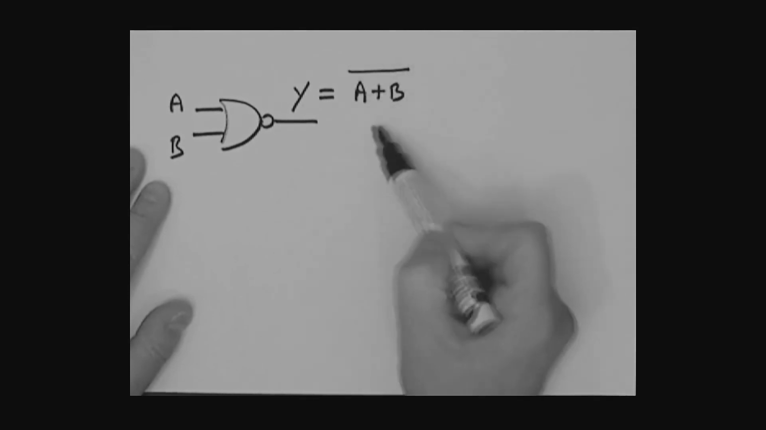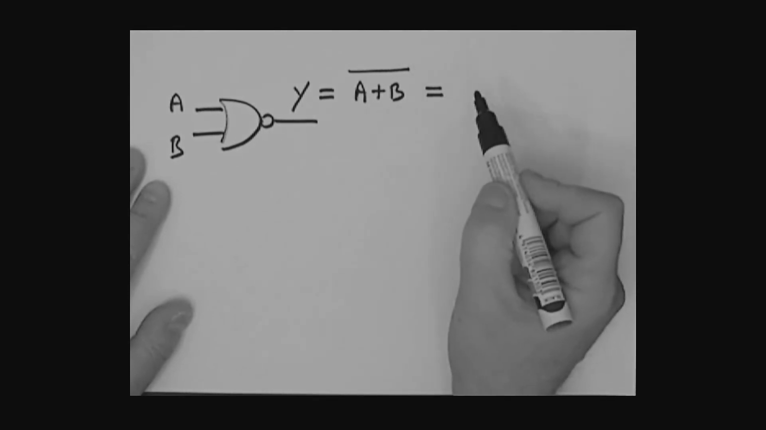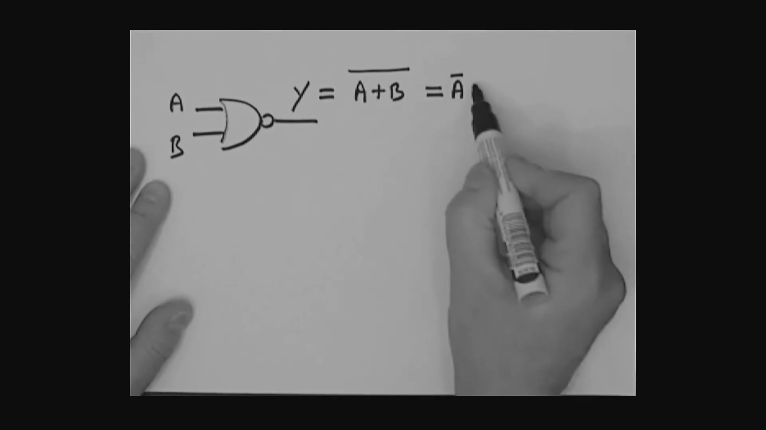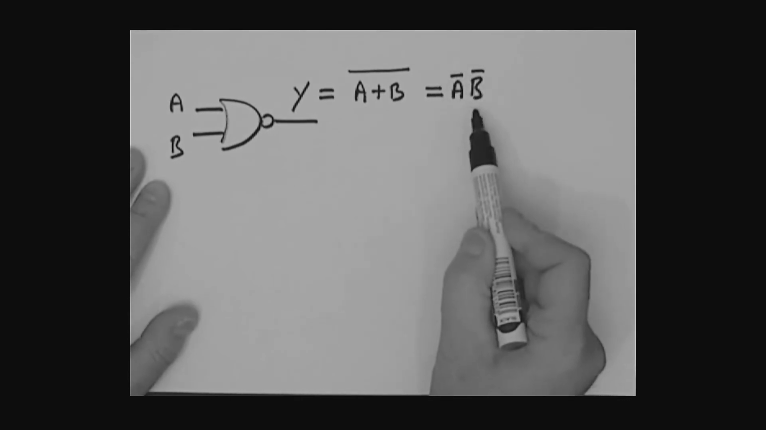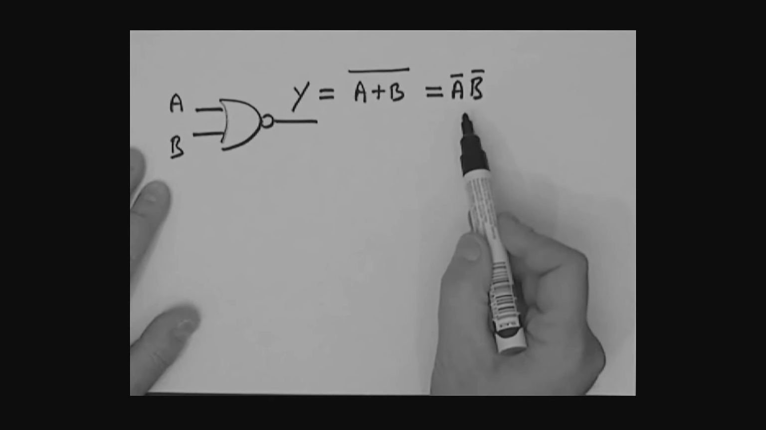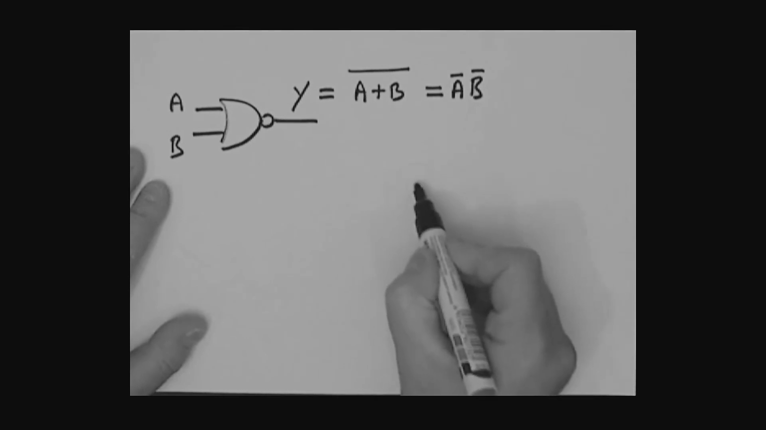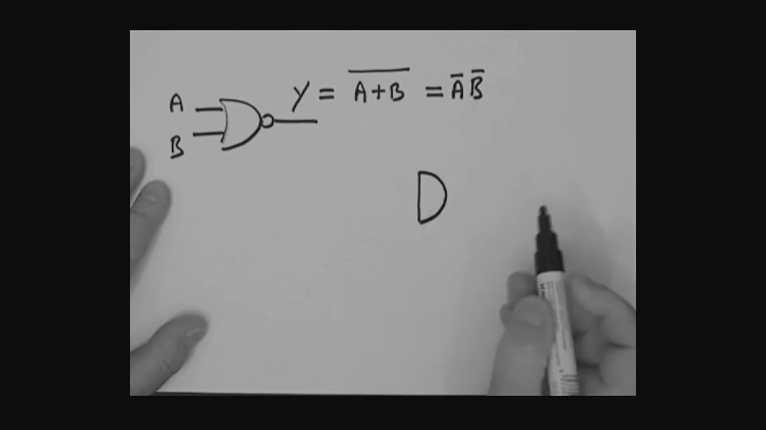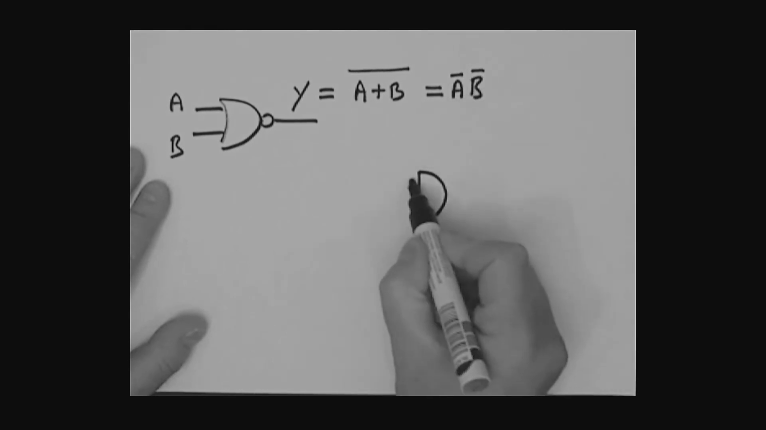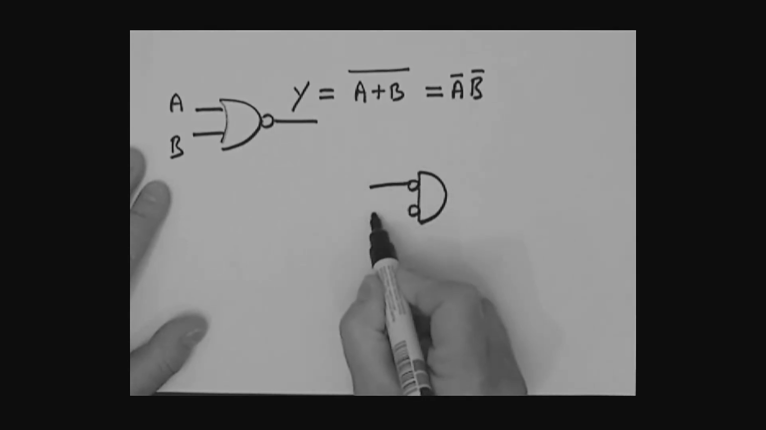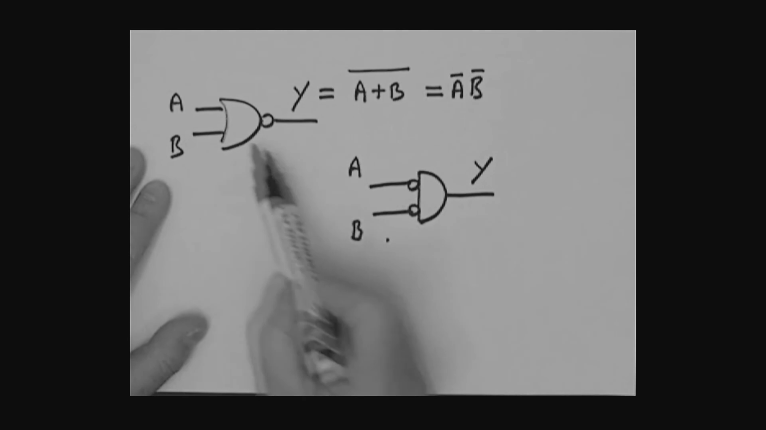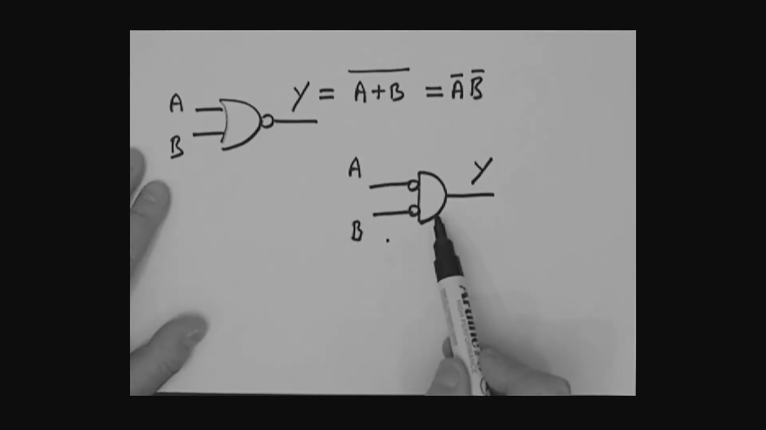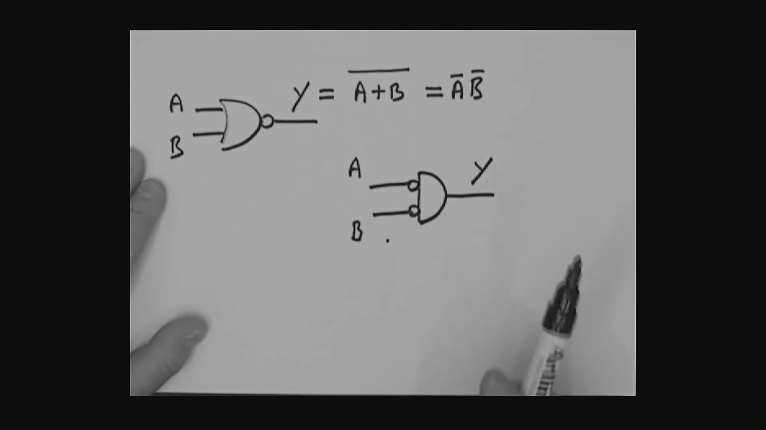What if I applied De Morgan's theorem on this? What would this be? Yes, that would be A bar, B bar, okay? A bar, B bar. So look, what does this look like by way of a gate? If I wanted to implement this with a gate, what does it actually look like here? Yeah, basically it looks like an AND gate, doesn't it? With inverted inputs, like so and like so. So there's Y, this would be A, this would be B, and we would say that these two gates are equivalent.